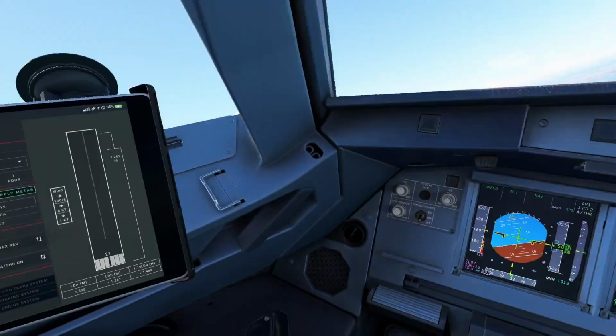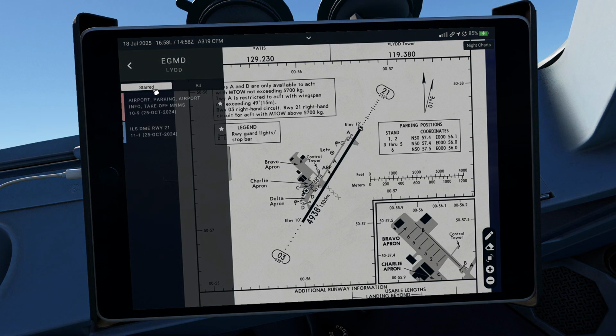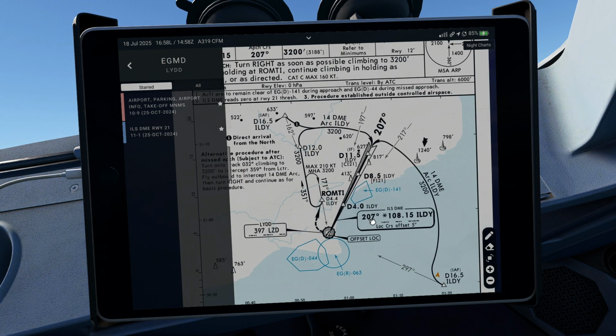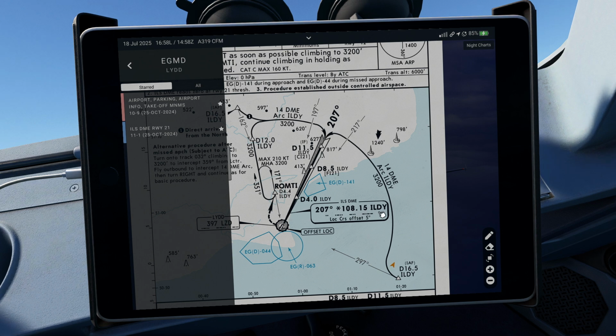But let's go to the approach chart and see something here. What does it mean when you see this icon or asterisk near the frequency and identification of the ILS?